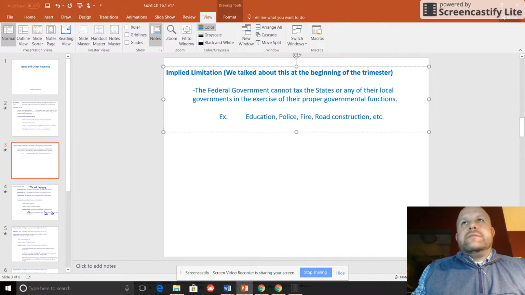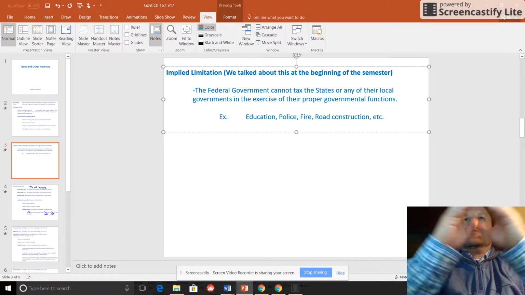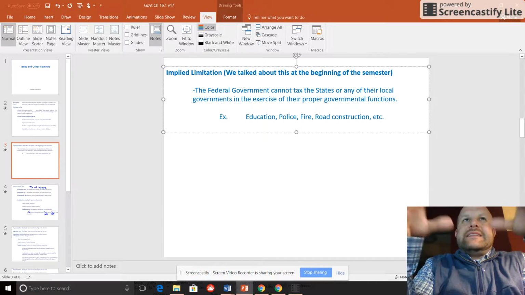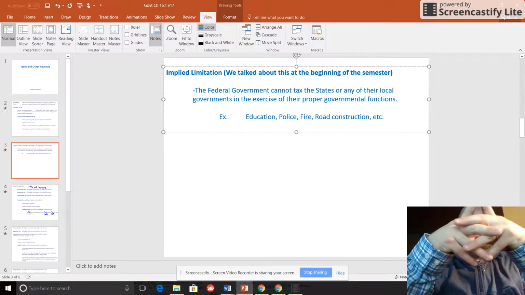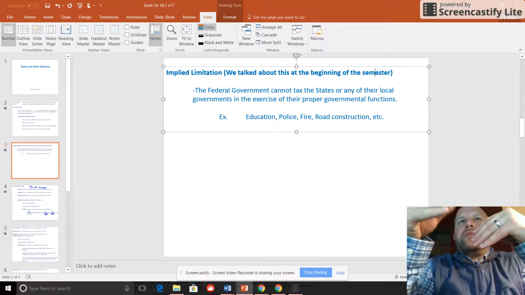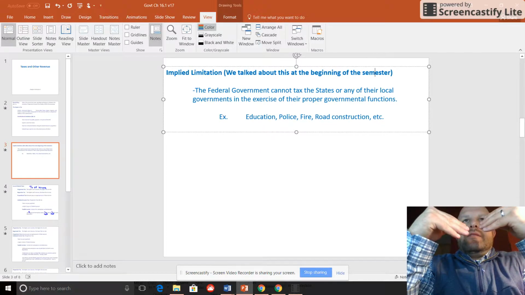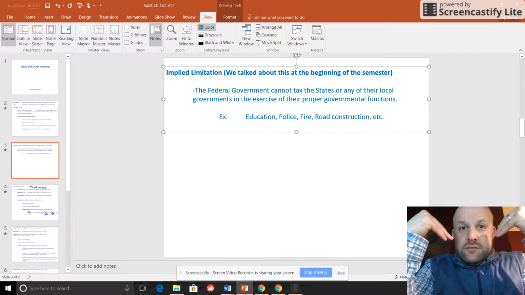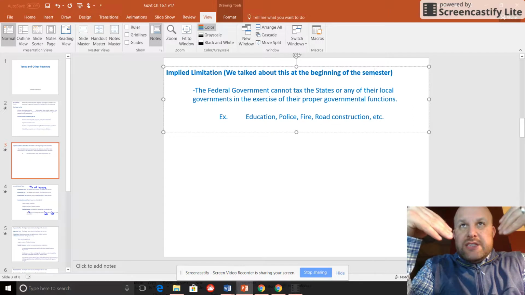All right, so there's an applied limitation. We talked about this at the beginning of the semester. The federal government cannot tax the states or any of the local governments in excess of their proper government functions. So, like education, police, fire, road construction, local operations here cannot be taxed.